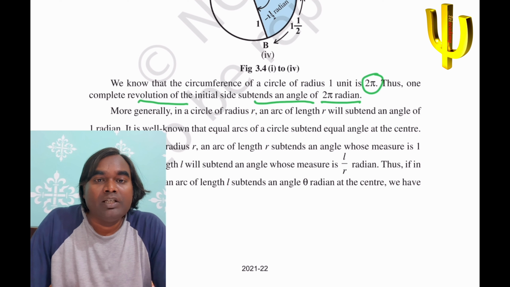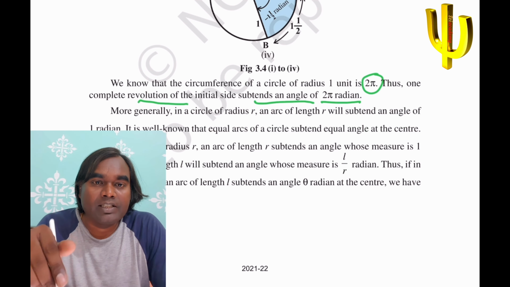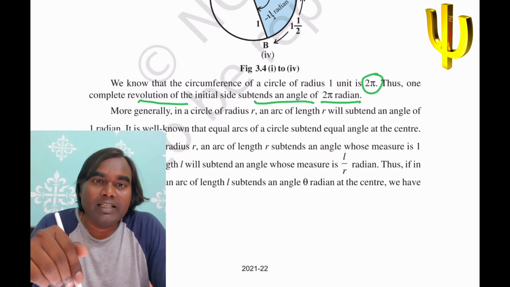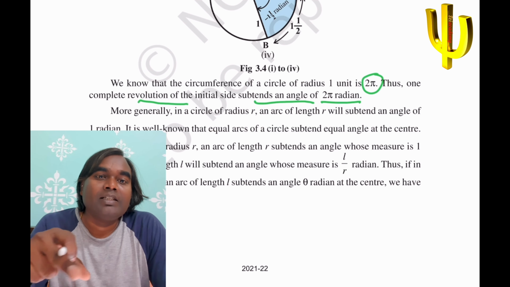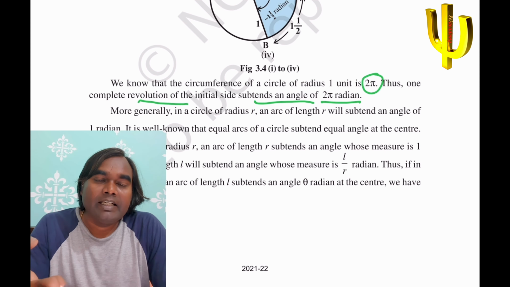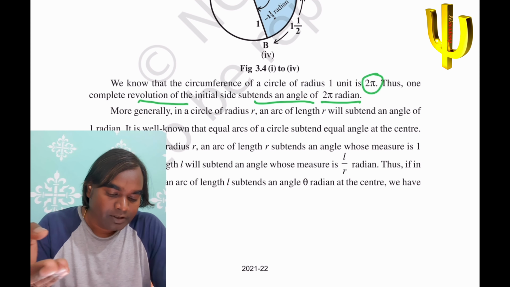That means if we rotate the initial side one full revolution, one full rotation, then the angle subtended at the center will be equal to 2 pi radian, because the total arc in that case will be equal to the circumference of the circle, and that is equal to 2 pi. Therefore, the angle subtended at the center of a circle is equal to 2 pi. Got it?